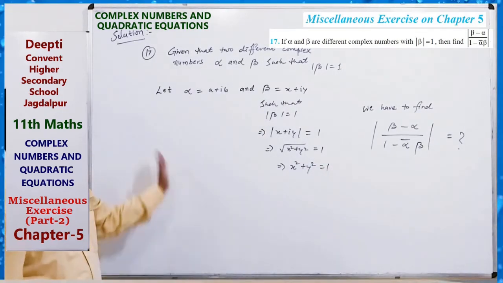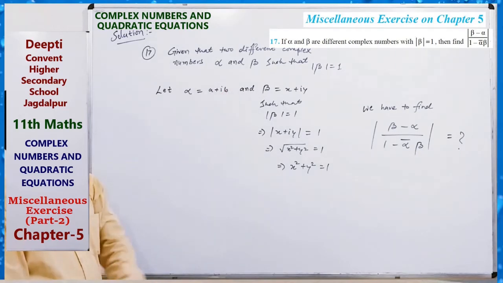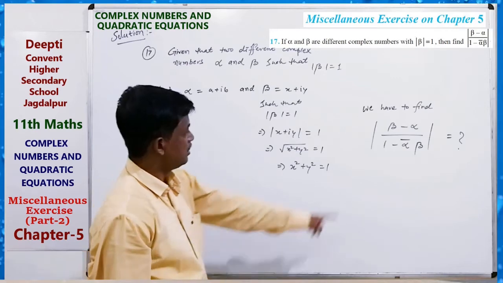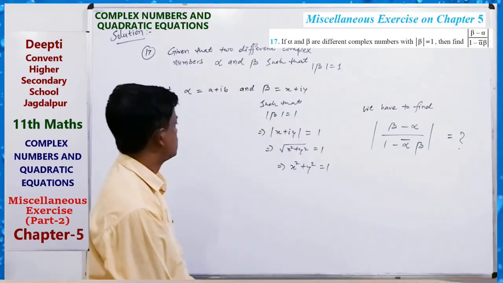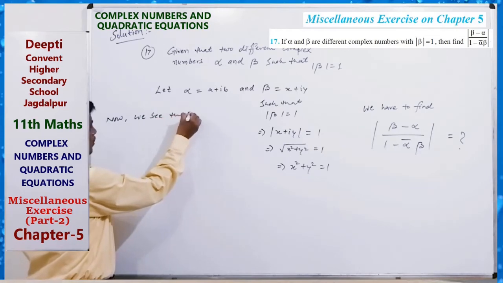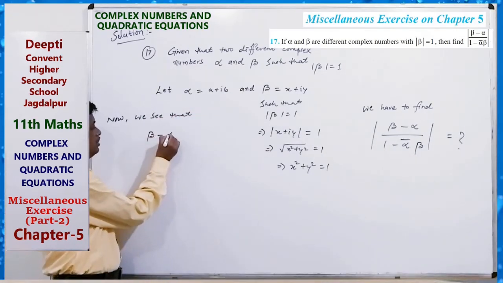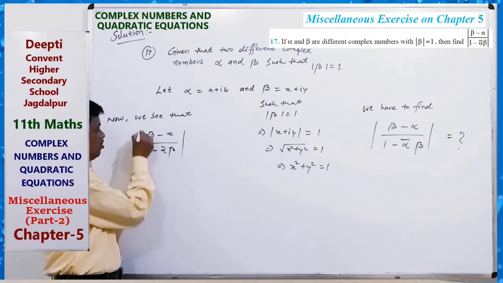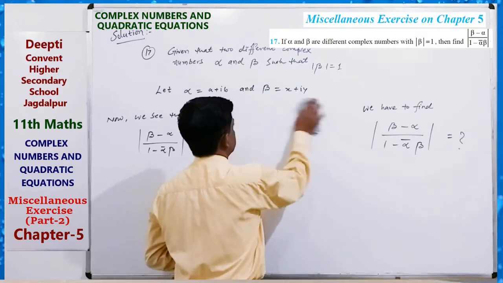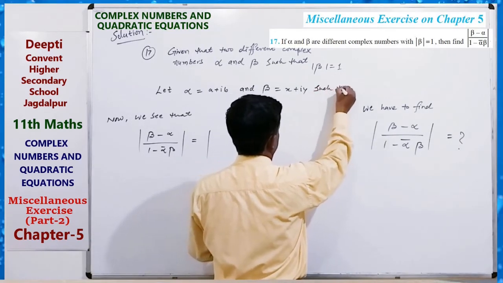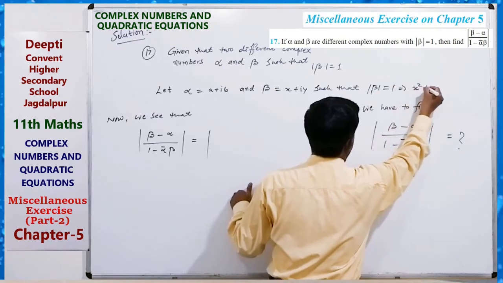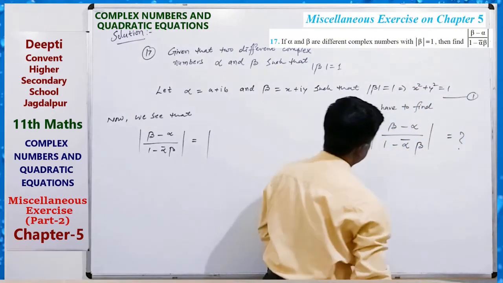Okay. So let alpha and beta equal x plus iy. Its modulus is 1, so x square plus y square equals 1. Now we have to find the value of this. Okay, so now we see that mod of (beta minus alpha) upon (1 minus alpha bar beta) is equal to, just write it here, suppose such that mod beta equals 1, which implies x square plus y square equals 1. Equation 1.